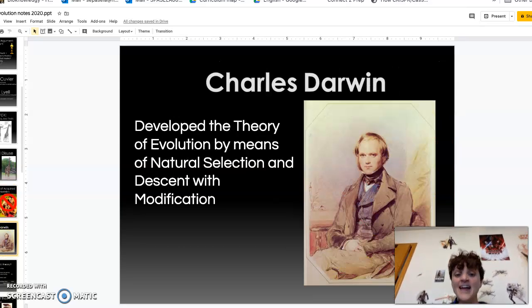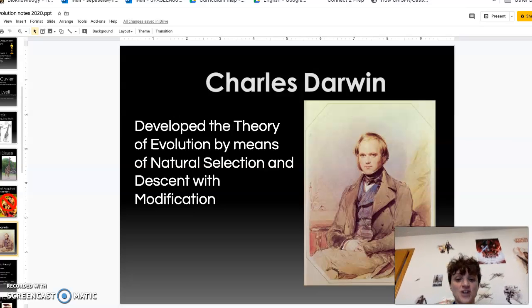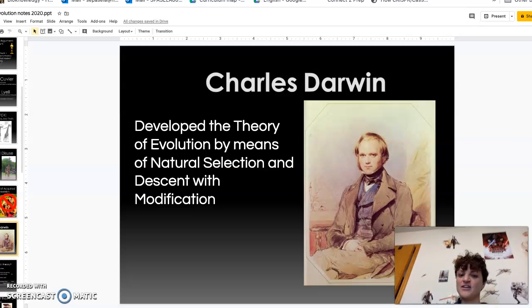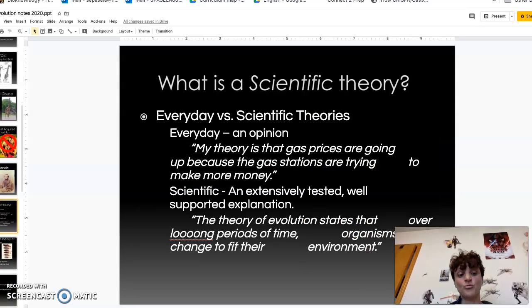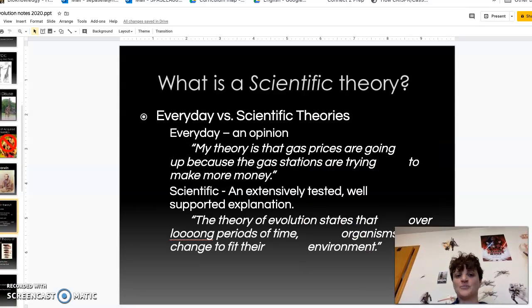Then came along Charles Darwin, and Charles Darwin developed the theory of evolution by means of natural selection and descent with modification. It's lovely, lovely. And what does that mean? We're going to talk a little bit about what is a scientific theory, and we're going to do a little lesson about what is a scientific theory.